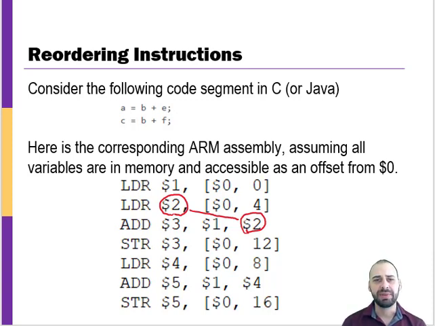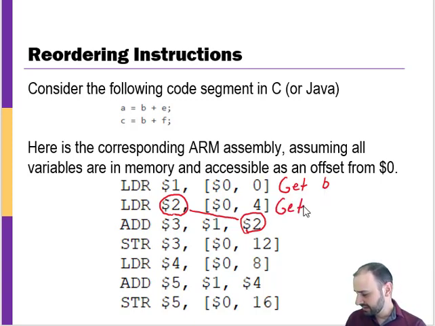So let's look at this example here. You can imagine this is just pseudocode or C or Java code, where we have these two lines. We have b plus e, whose value is going to be written to some variable a, and b plus f, which is going to be written to some variable c. We're going to assume all these variables are in memory, such that here we're going to get b from memory, so we're going to load it from memory and put it into a register.